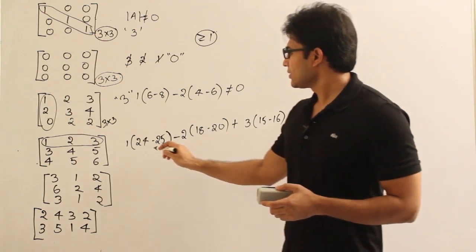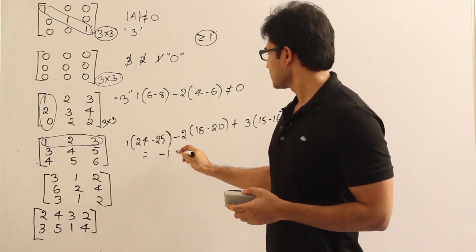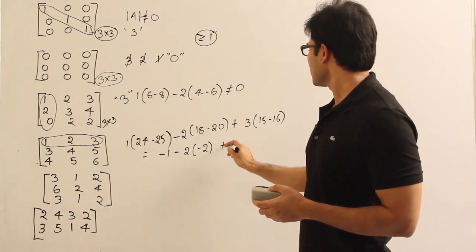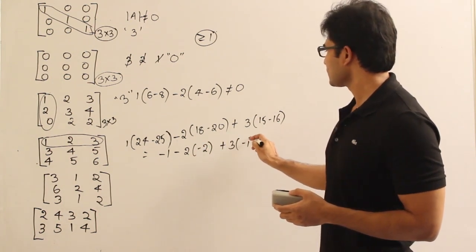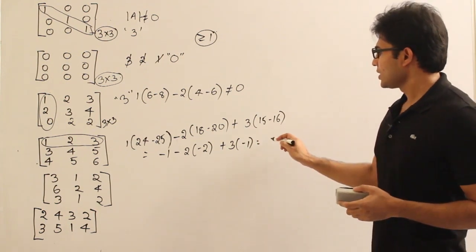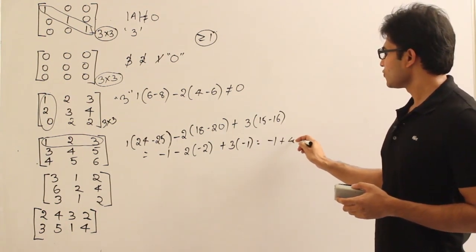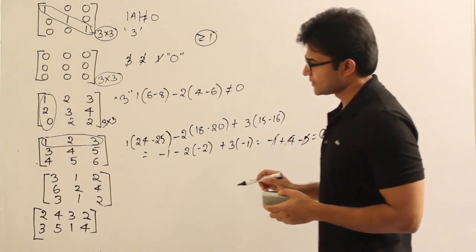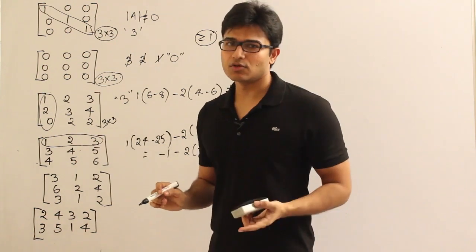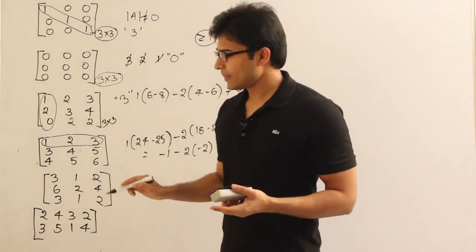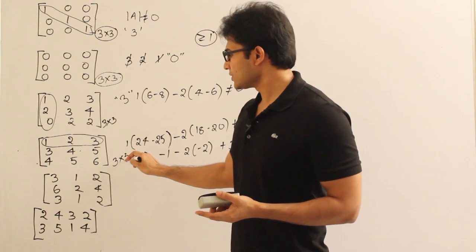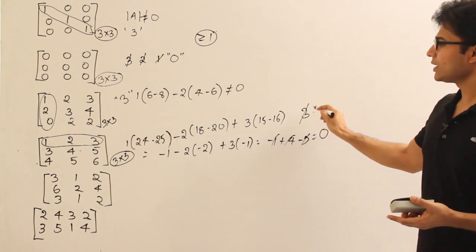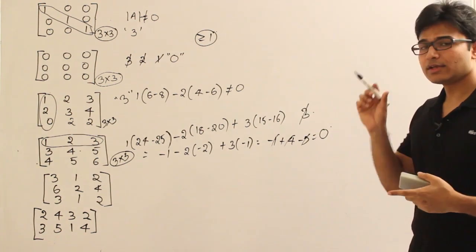16, right? That equals minus 1, and here minus 2 into minus 2, here plus 3 into minus 1, which is nothing but minus 1 plus 4 minus 3, which is equal to 0. Since the determinant of this matrix is 0, therefore it is a singular matrix, and so its rank cannot be 3. Now let's see if the rank can be 2.